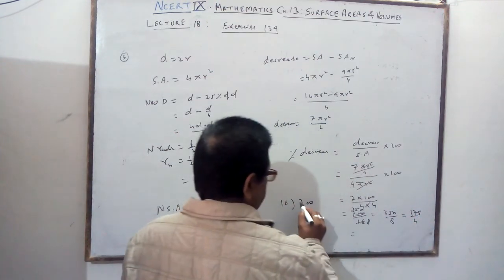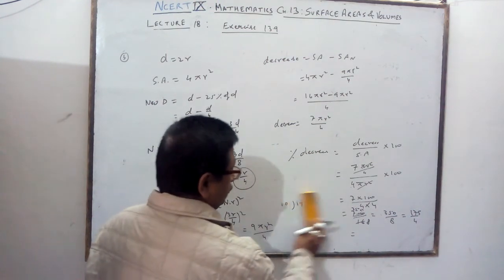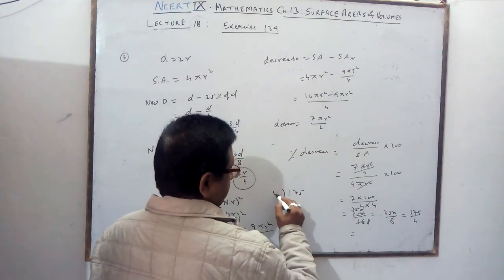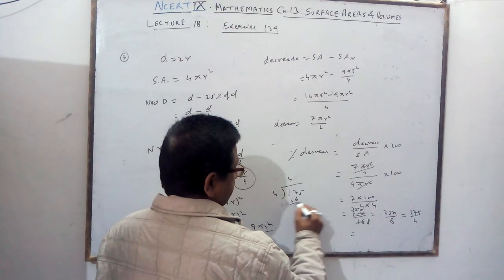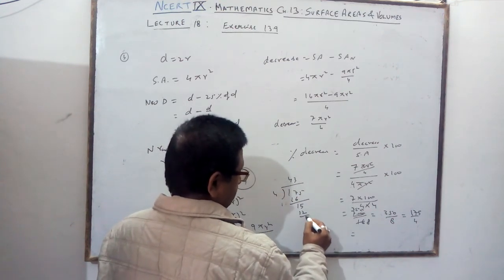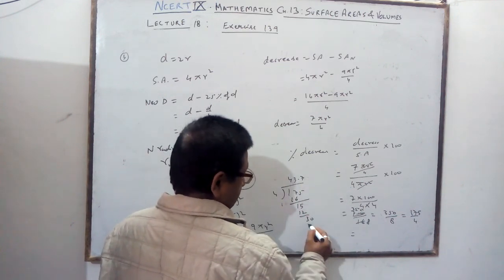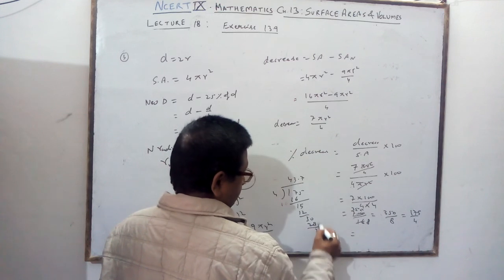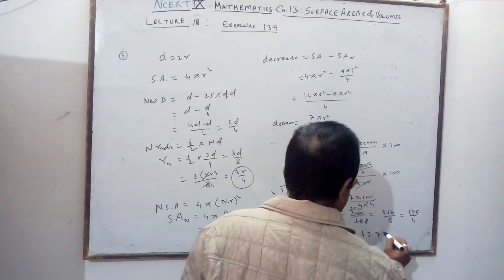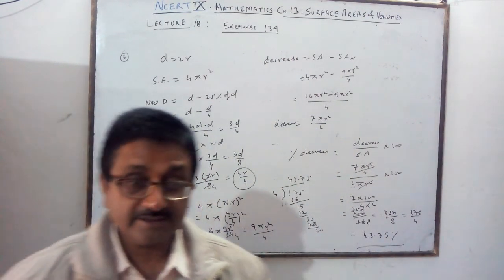So you will get 175 by 4. Divide 175 by 4: 4 4 is 16, 4 3 is 12, and so on. So you are getting 43.75%. The surface area will be decreased by 43.75%.